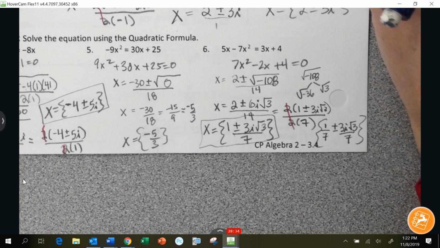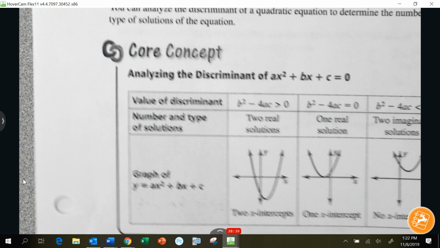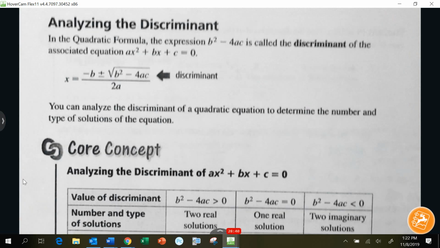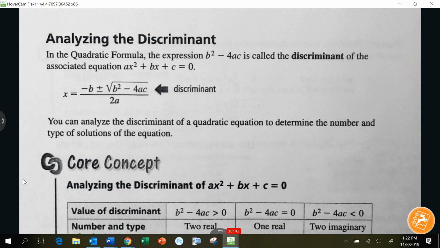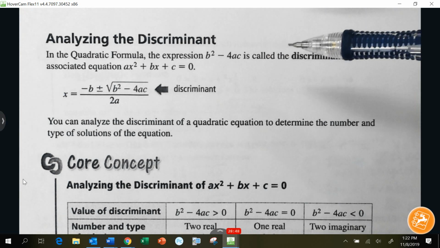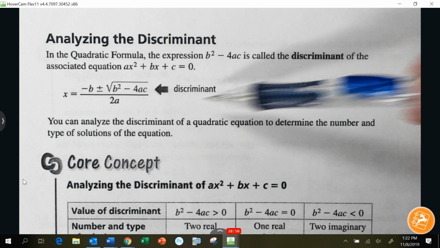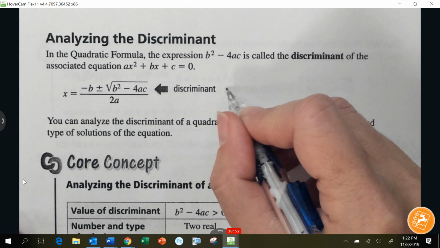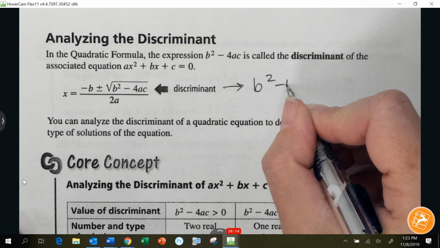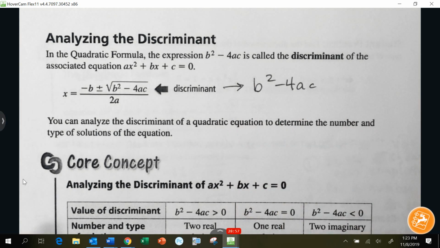Okay? We've got one last concept to go over from this section, and it's called analyzing the discriminant. Analyzing the discriminant is a fancy word that just means b squared minus 4ac. That's the discriminant. And we've already started analyzing the discriminant while we did examples. I just didn't tell you that's what we were doing.